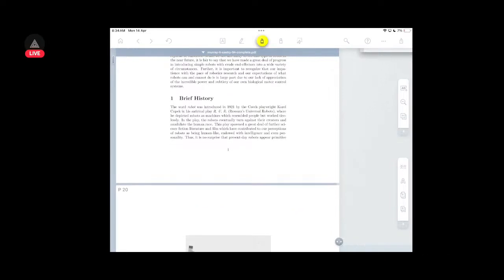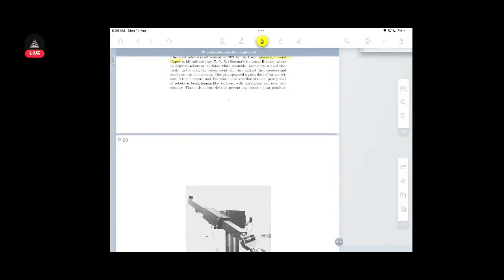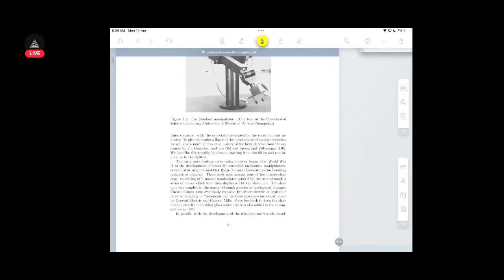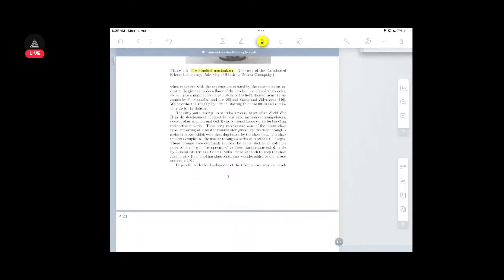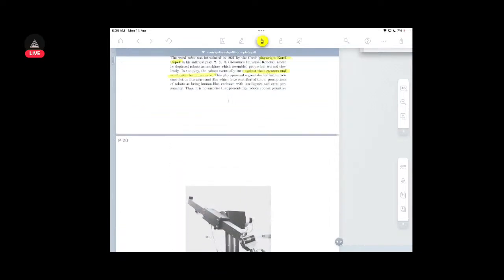So, it was made by a playwright technically, but eventually they always turn against the creator and annihilate the human race. That's what always happens. So, this is first of all the Stanford manipulator. I'm not actually sure what it is, so let's see.